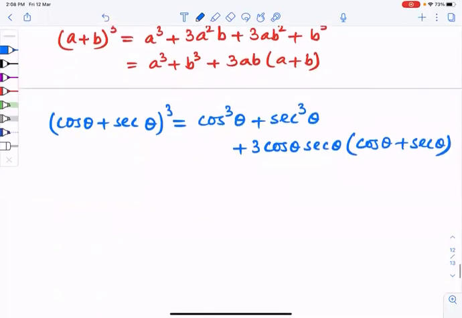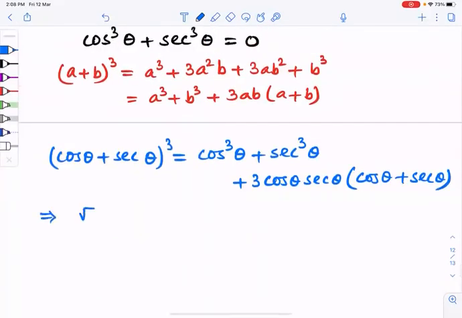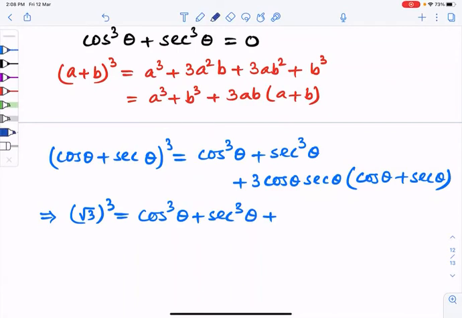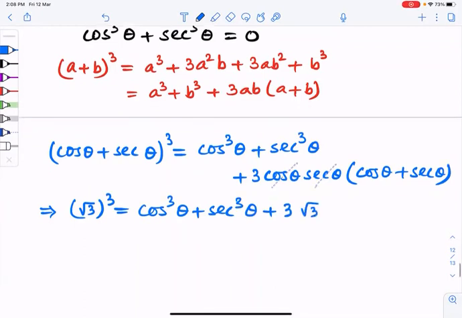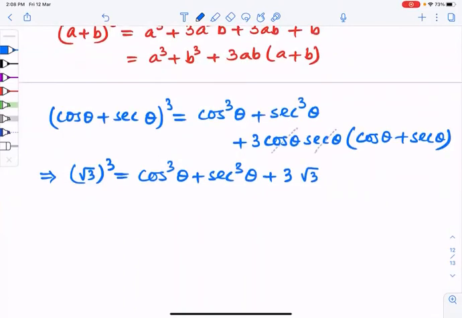Now cos theta plus sec theta is root 3, so this will imply root 3 whole cube equal to cos cube theta plus sec cube theta plus 3, and cos and sec are cancelled because they are reciprocal to each other, into cos theta plus sec theta, which is again root 3. So what is root 3 whole cube? If you take the whole cube of root 3, it is nothing but 3 root 3. So left side we have 3 root 3, right side we have 3 root 3, they are cancelled.